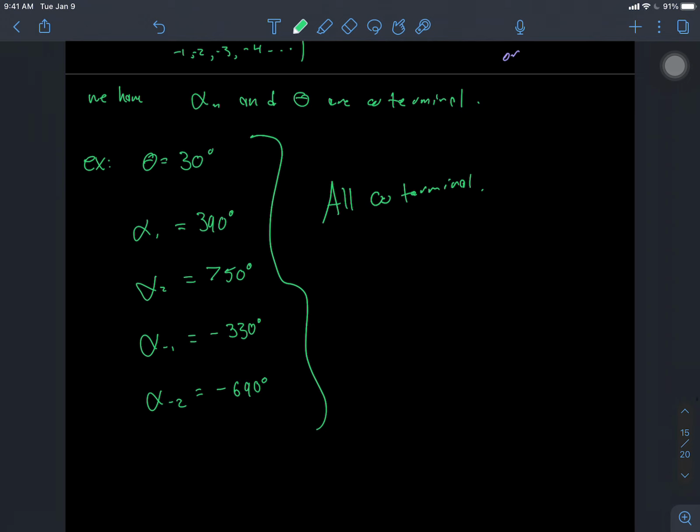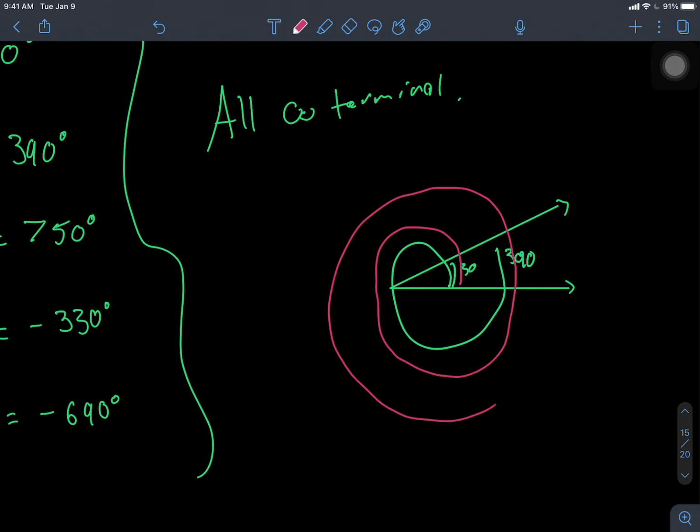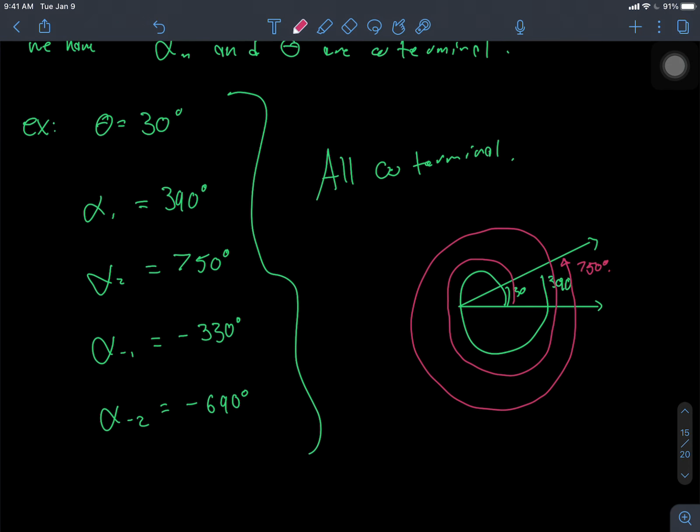You can see why, because if we start with an angle of 30 degrees, here's 30. If we do 390, that's this many. If we do 750, then what's that? That's going around once, and then twice, and then an additional 30 degrees, right? This is 750. You can see what we're doing here. We're just spinning around multiple times and then getting to the same spot.